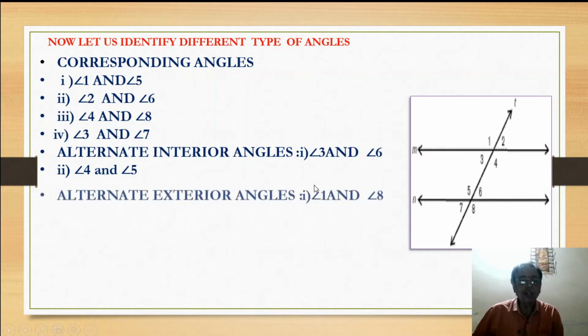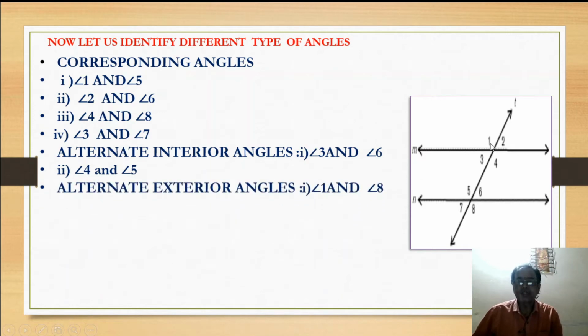Now alternate exterior angles. We have here angle 1 and angle 8, angle 2 and angle 7. So these are the main important angles. We have discussed different types of angles: corresponding angles, alternate interior angles and alternate exterior angles. These types of angles are very, very important for further solving of some important sums.